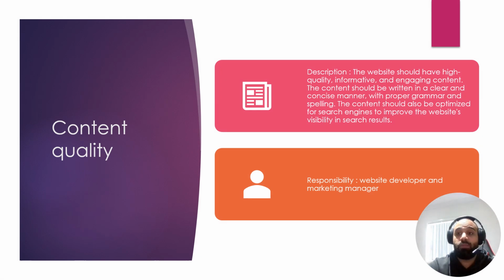Well, the second measurable point would be content quality. But what is content quality? In other words, let's define that. Well, the website should have high quality, informative, and engaging content. The content should be written in a clear and concise manner with proper grammar and spelling, and should also be optimized for search engines to improve the website visibility in search results. Very nice quality point.